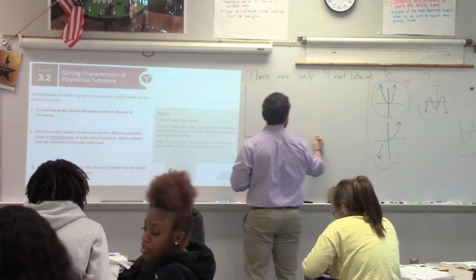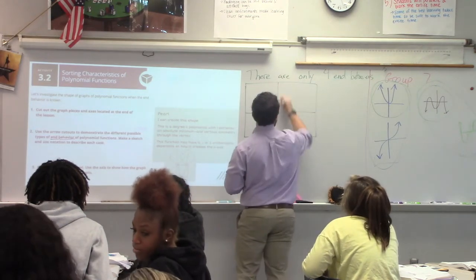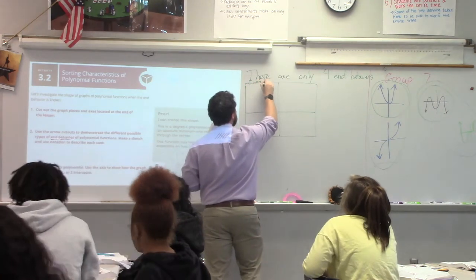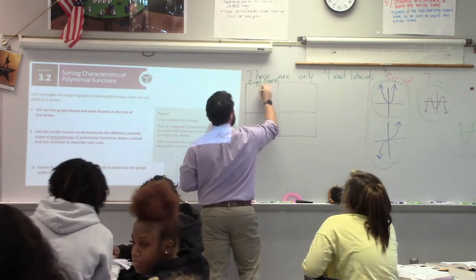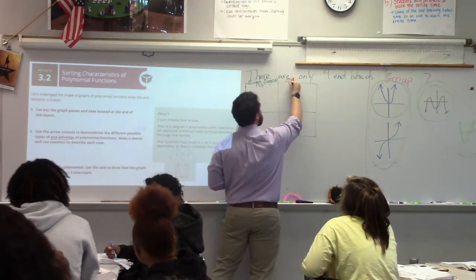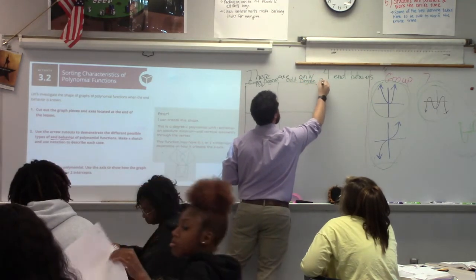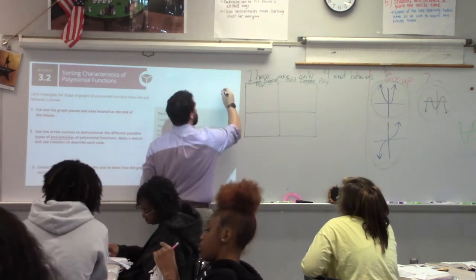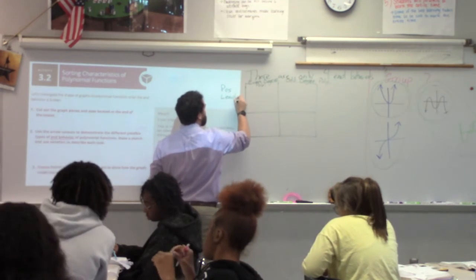What I would do if I were you is make a nice square in that space there, and put even degree polynomial, and then you guess what the second column would be? Odd degree polynomial. Negative and positive what? There we go, right? So a positive leading coefficient.